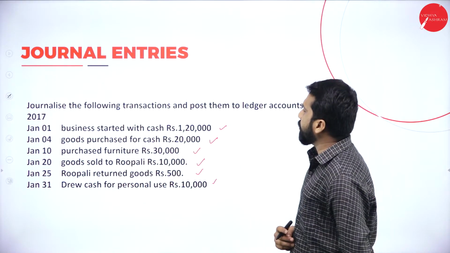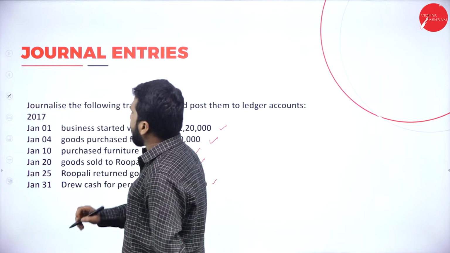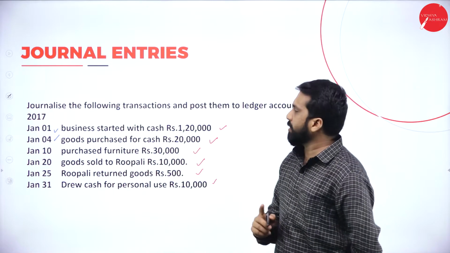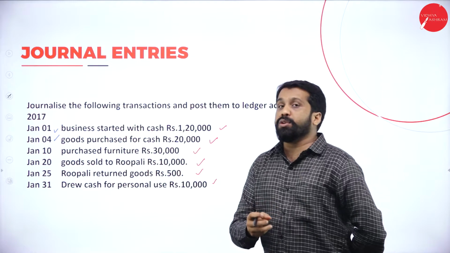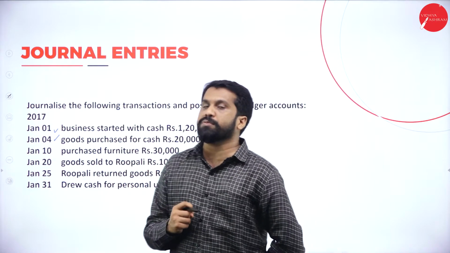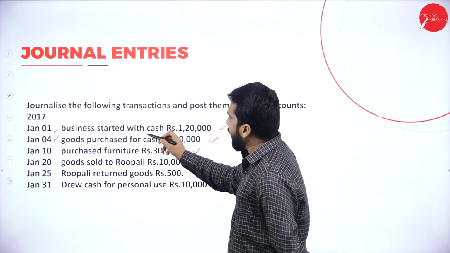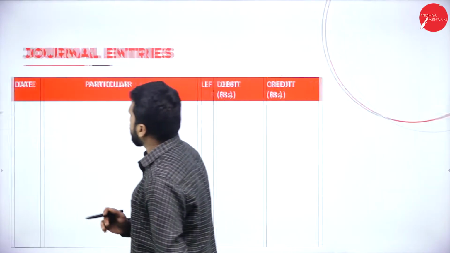Now, next, second one. So, what is the date? January 1st is over. We'll go for January 4th. Now, goods purchased for cash. Goods purchased. Purchased always what? Up. Do you have any cash here? Yeah, it is there. Cash.